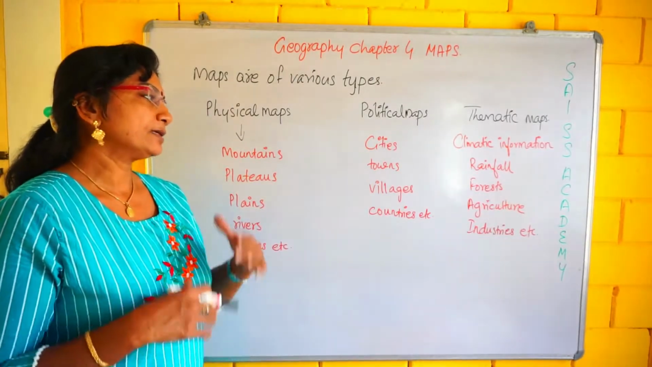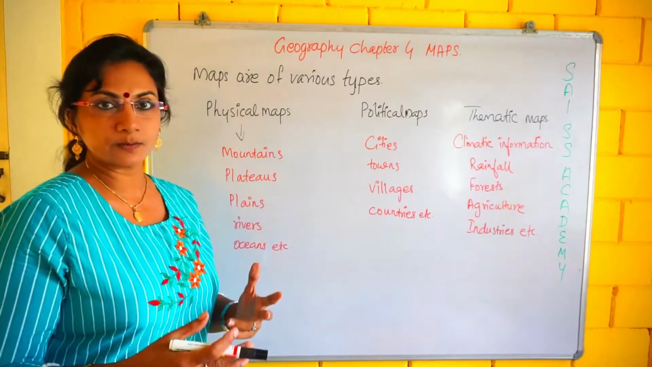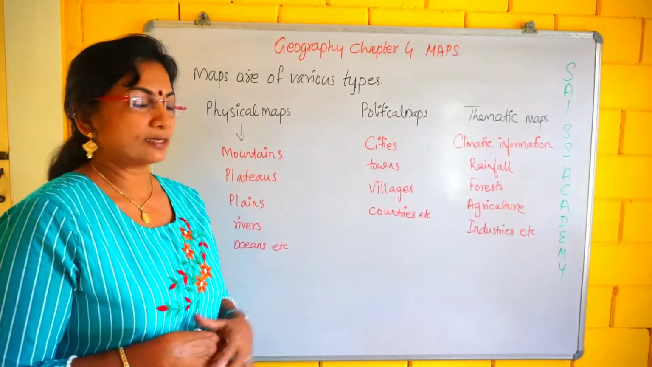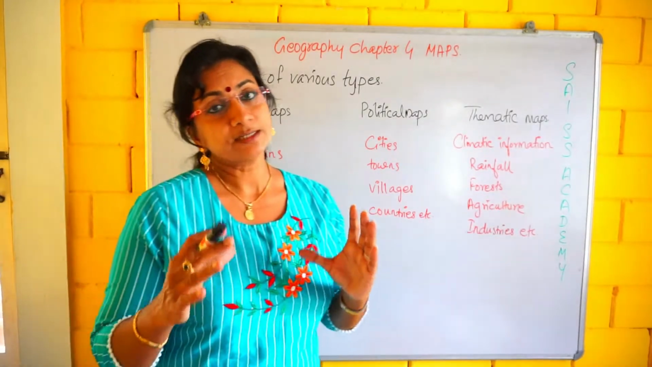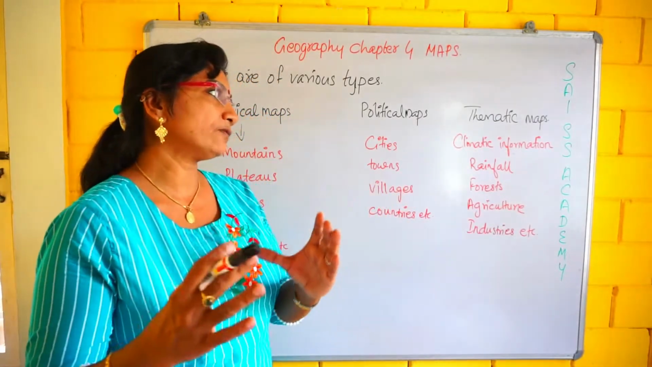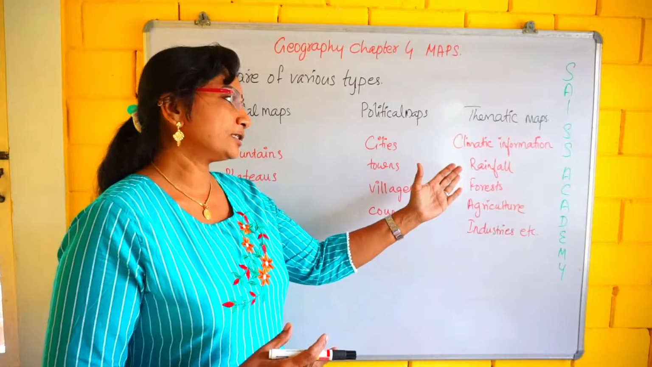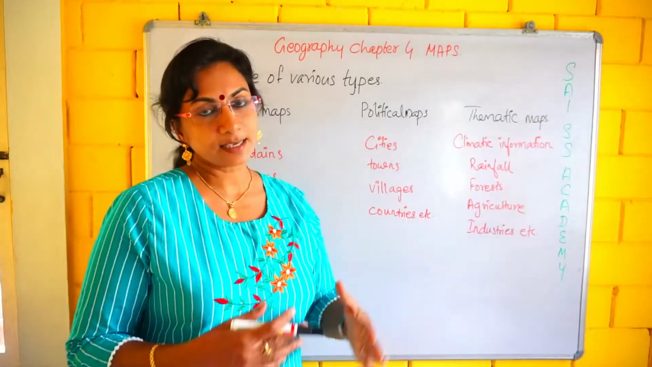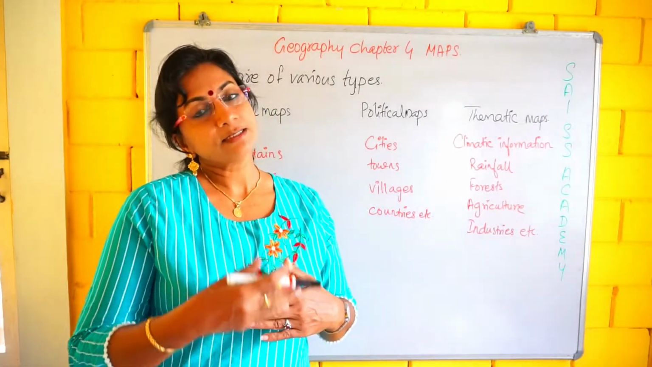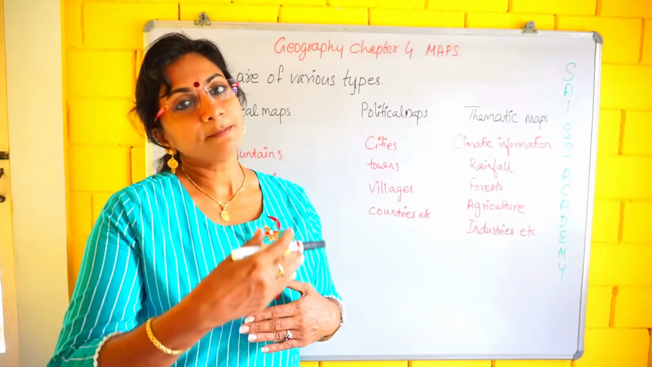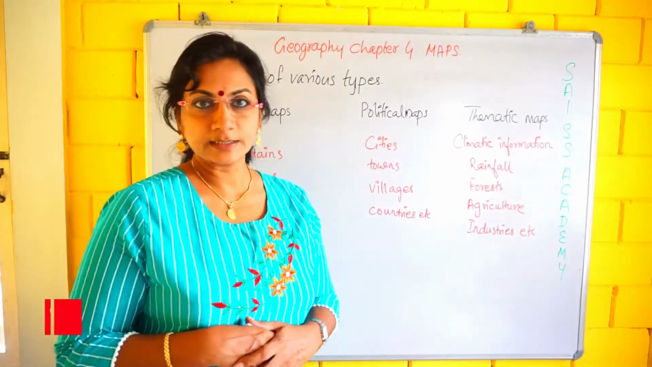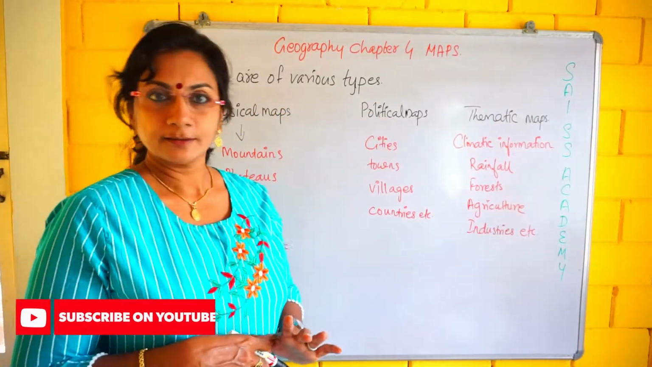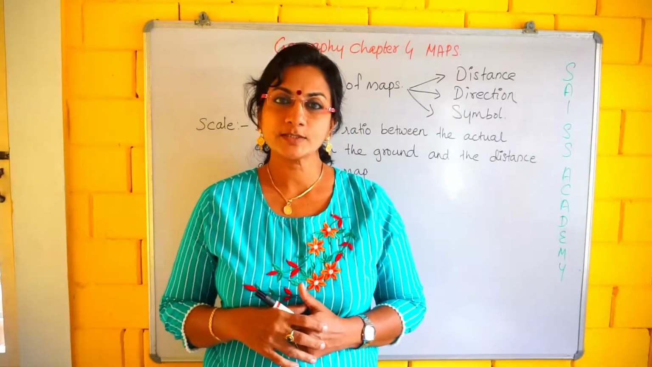Second, it is the political maps. The map that shows the cities, towns, villages, countries, etc. is known as a political map. But some maps give specific information like climatic conditions, rainfall, forest, agriculture, industries, etc. When such maps give such specific information, that map is known as a thematic map. Okay children, that means maps are of various types: political, physical and thematic. Got it?